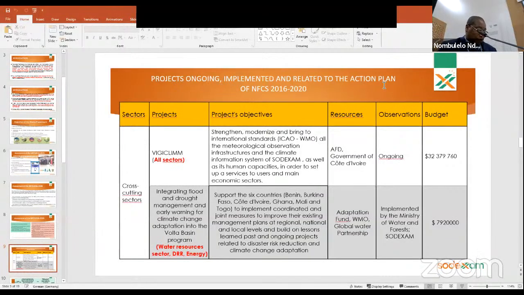The second project is integrated flood and drought management and early warning and climate change adaptation into the water basin program. The budget of this project is around $8 million, and this budget is funded by WMO, Adaptation Fund, and Global Water Partnership.